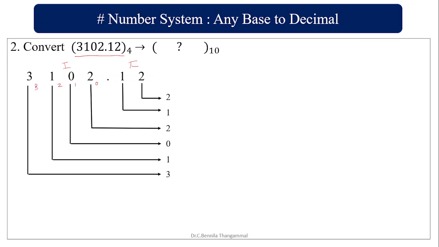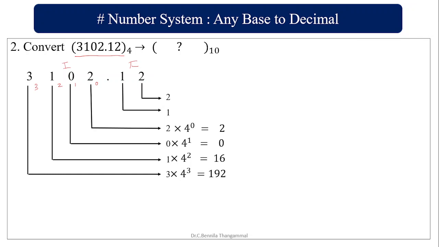So it's going to be 2 into 4 power 0 is 2. 0 into 4 power 1 is 0. 4 power 2 is 16, 16 into 1 is 16. And 4 power 3 into 3. So the value is going to be 192.